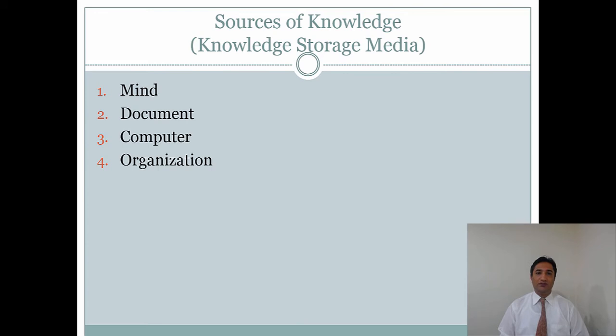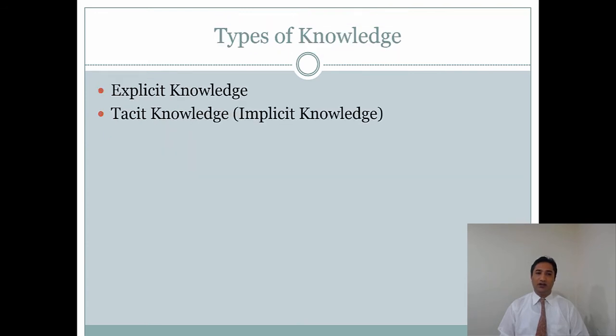The next concept is types of knowledge. Knowledge can be categorized into 2 types: explicit knowledge and tacit knowledge. Explicit knowledge is that knowledge which is written in document form, which is written in rules and regulations and SOPs, which you can write in a book, which you give as instruction.